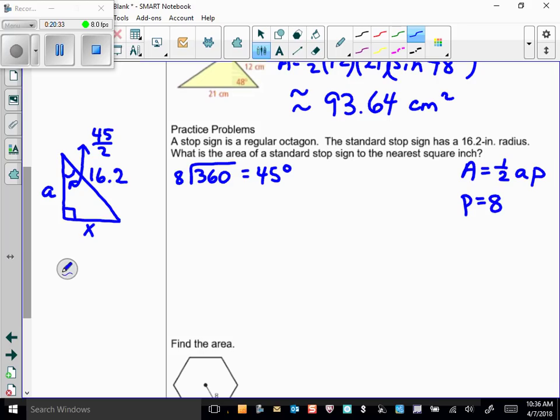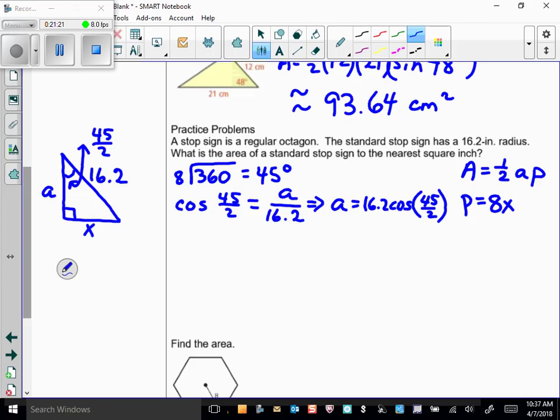We know the perimeter is going to be 8 times x. So what we're going to do is solve this little right triangle, and then we can punch it into our formula there. Okay, so here we go. So the apothem. Look, this time I got the hypotenuse, so it looks like I'm going to use sine and cosine. The apothem would be the side adjacent, so that's cosine. So the cosine of 45 halves degrees is A over 16.2, right? Therefore, A is 16.2 cosine 45 halves. Yes? And that tells me that x would be 16.2 times the sine of 45 halves.